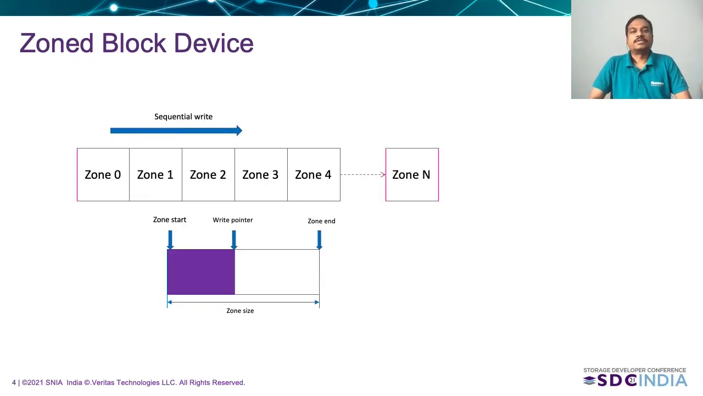I would like to illustrate the zone block device basics we discussed so far by showing you this diagram. The upper diagram represents the division of logical block addresses. Zones on the device start from zone 0. The write happens in only one direction, that is sequential write. The second diagram represents the individual zone. Each zone has a zone start address and a zone end address. The write pointer shown in the middle keeps track of the position of the next write. That's all about the zone block device. Let's move on to the next slide.